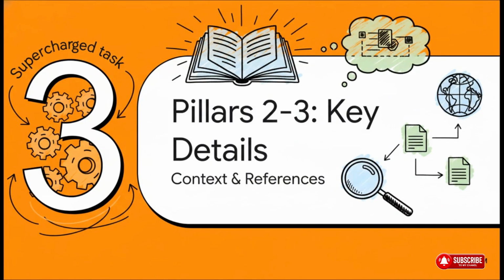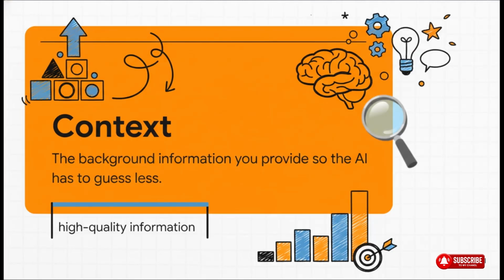Okay, let's move on to the next couple of pillars. Once you have that supercharged task, it's time to feed the AI the key details it needs to really knock it out of the park. And this is where context and references come into play. You can think of context as all the background info. And the rule here is really simple. The more detail you give it, the less the AI has to guess. And when an AI isn't guessing, its answers become so much more precise and actually relevant to what you need.